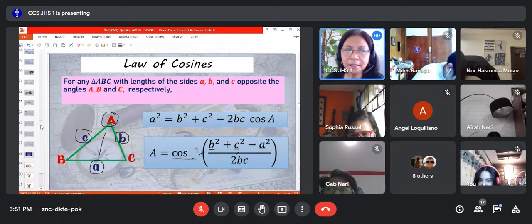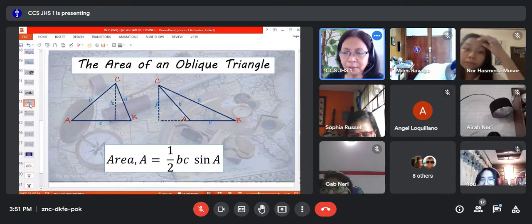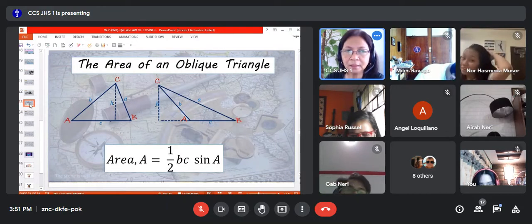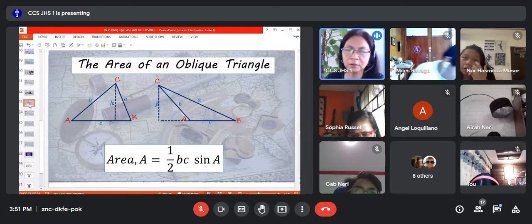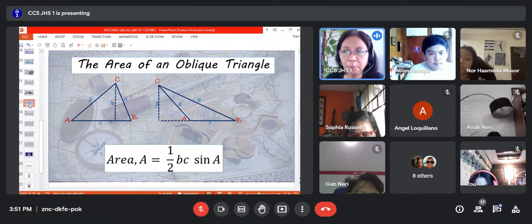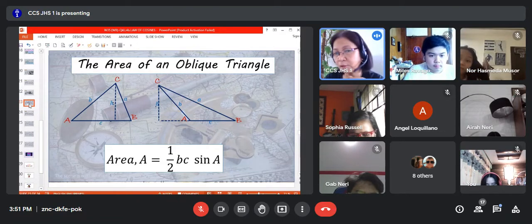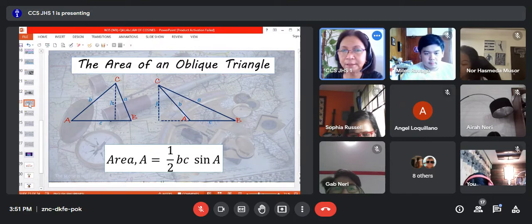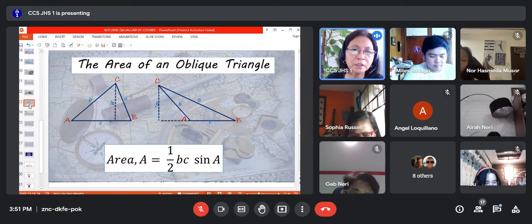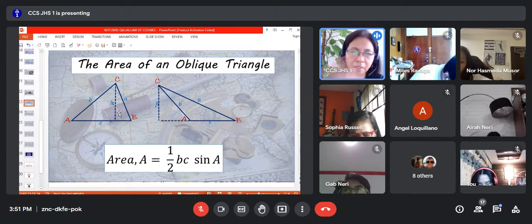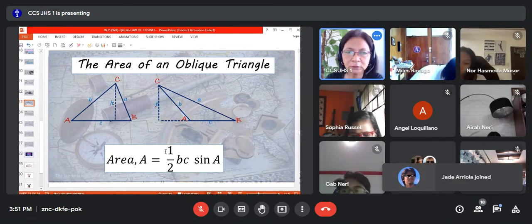Other questions? Then we still have one more formula class. How to find the area of an oblique triangle. If it's a right triangle, no problem: 1/2 times the product of the two legs, the base and the altitude. What if your triangle is oblique? It's not right. How do we find the area? This is your formula class.